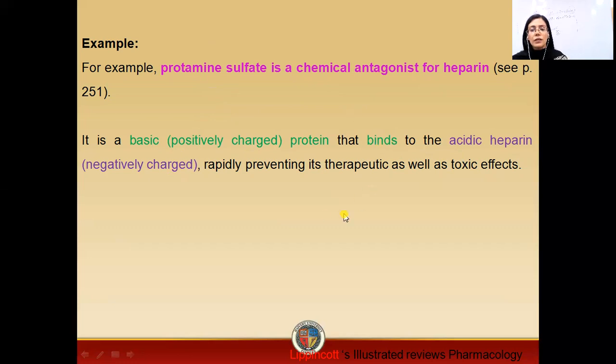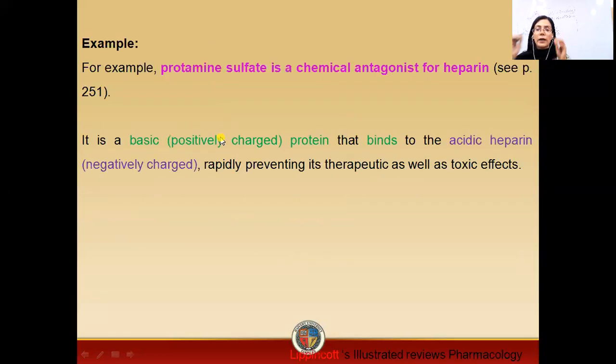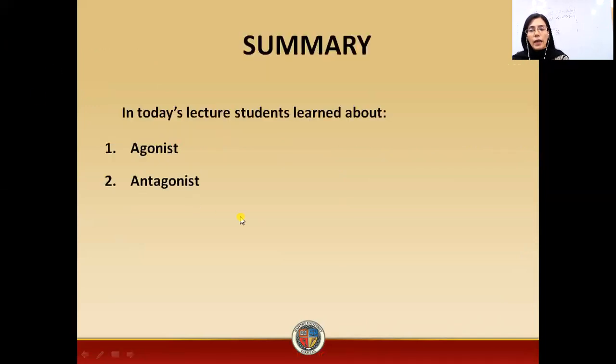As a result, it will affect the heparin, so it will rapidly prevent its therapeutic effect. So this was the example of chemical antagonism. Whenever there is binding of protamine with the heparin, there is binding of a positively charged substance with a negatively charged substance, and there is production of a stable salt. So in this case, we are actually affecting the drug, we are actually affecting the heparin.